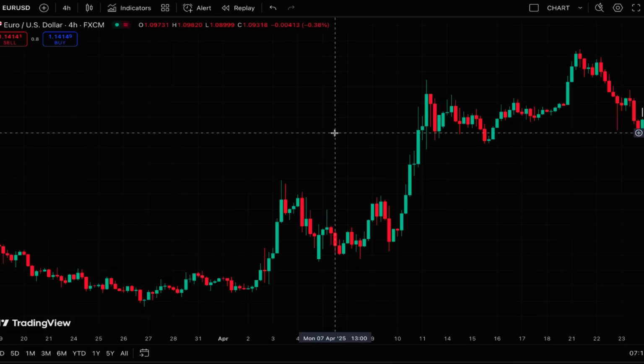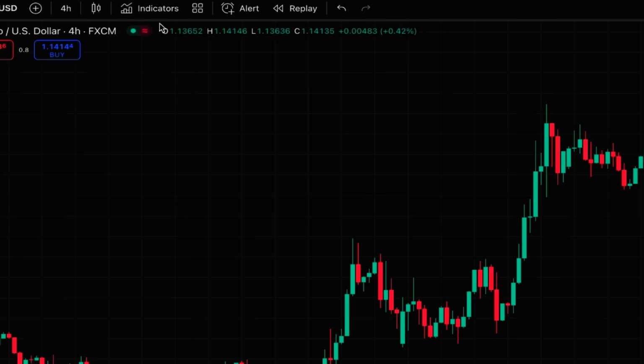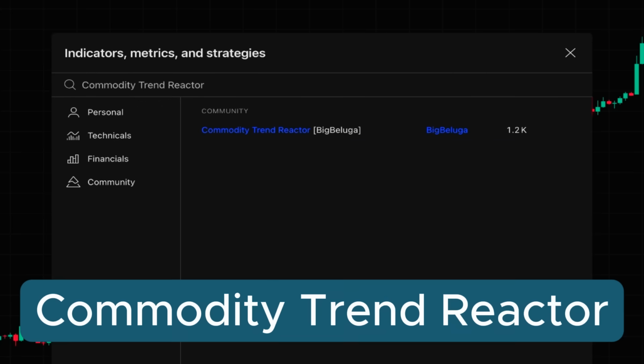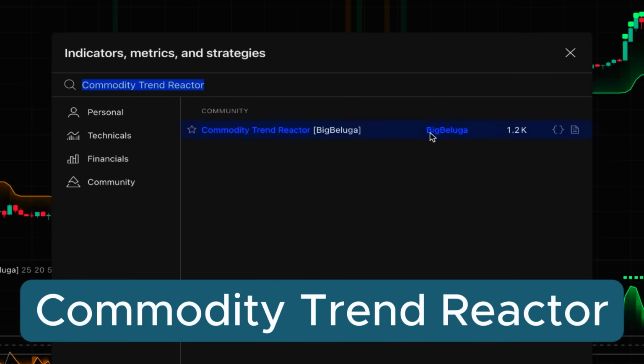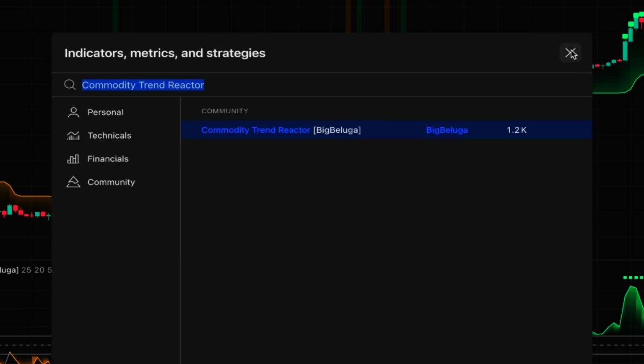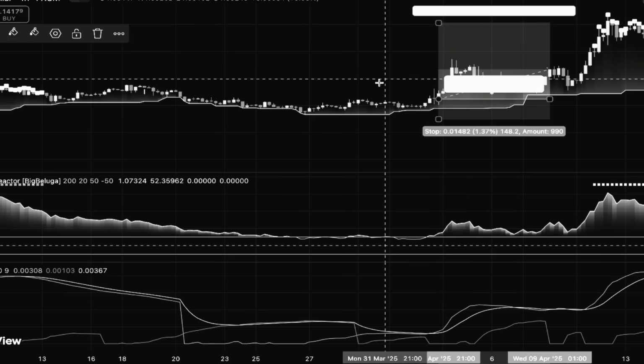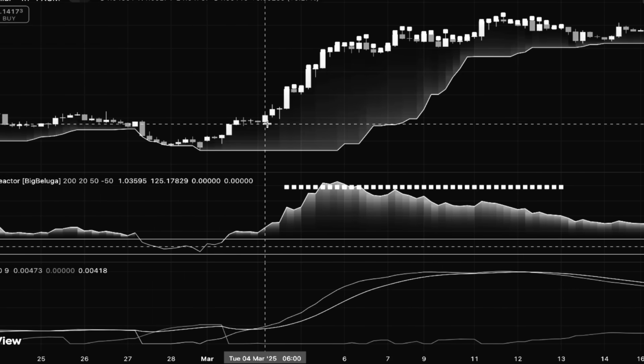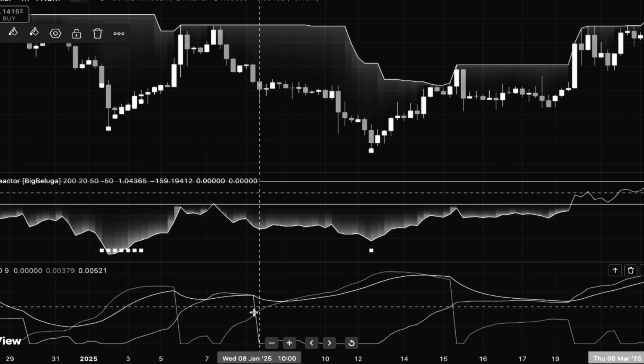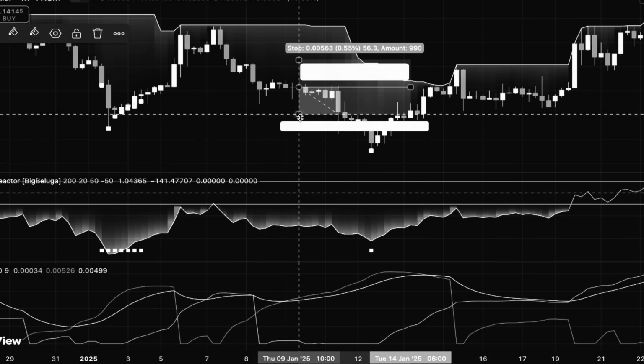Alright, to add the amazing indicator to our chart, we click on indicators and search for Commodity Trend Reactor, this one, which is a new indicator from Big Beluga. Alright, this is the indicator and as you can see it is added to the chart. Later I will also add another indicator and teach you a very accurate trading strategy, so make sure you watch this video until the end.